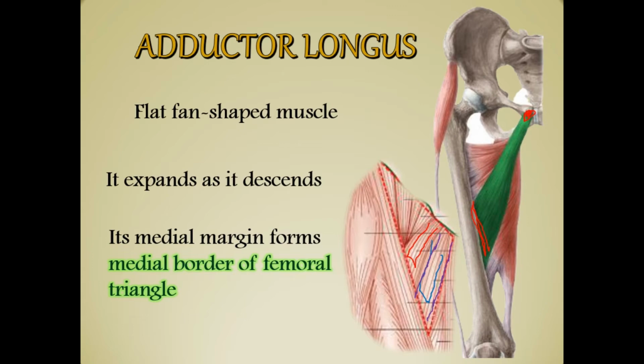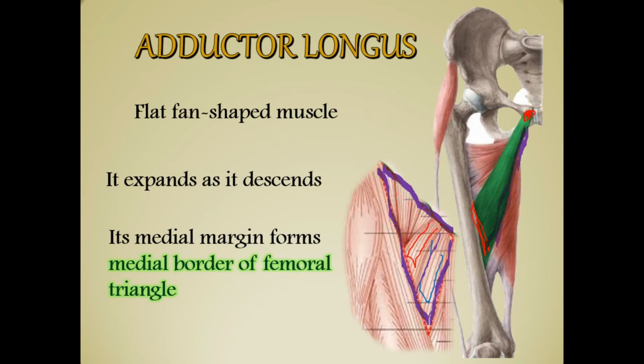This is the medial border, this one, and this is the other border, superior, and this is the lateral border. So the medial border is formed by the medial margin of the adductor longus muscle. Look at the picture above, this is the medial border.